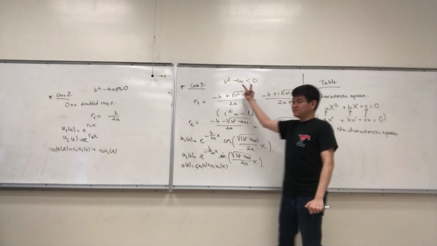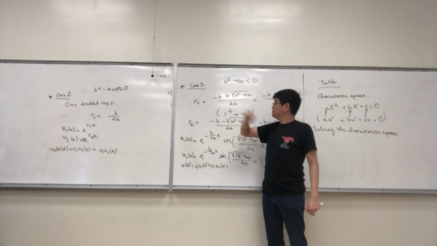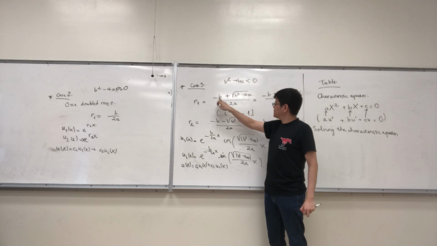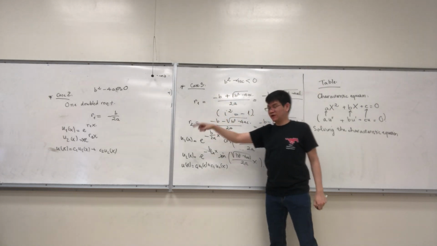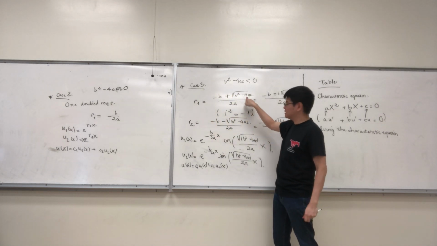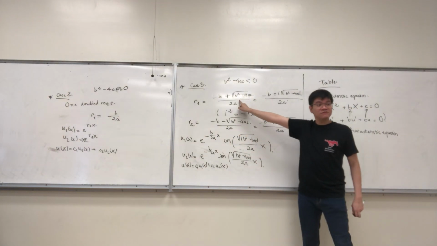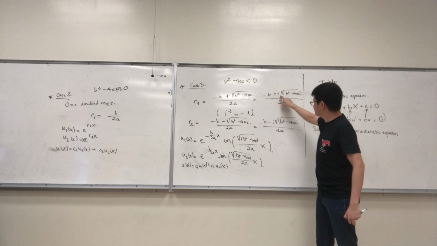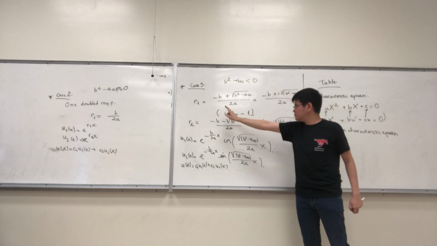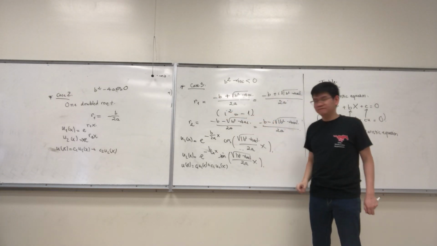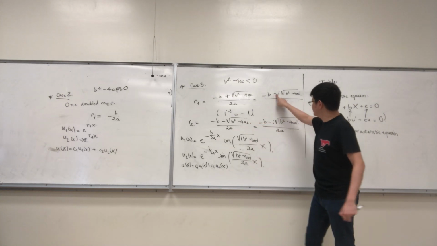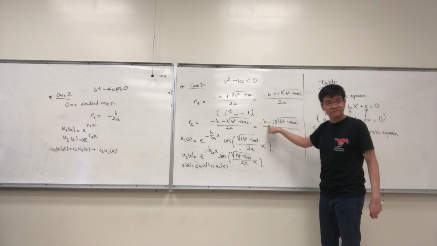Case number 3, this term is negative. When this term is negative, you have minus b, so you have also the same solution. You have minus b plus the square root of b squared minus 4ac, but this gives you an i because b squared minus 4ac is negative. Right? So this gives you an i, in which i is a number such that i squared is minus 1. And for the other one, we just change this plus into the minus.